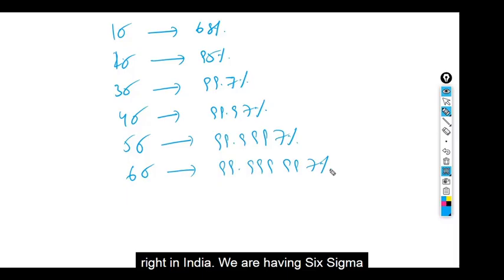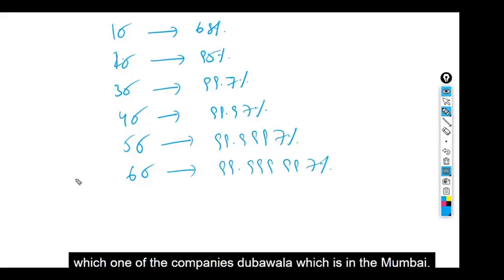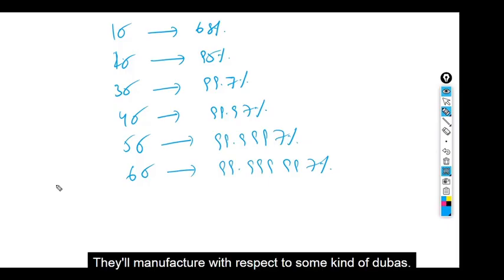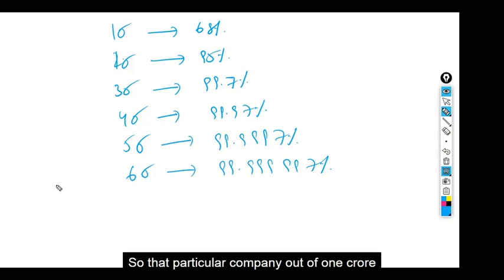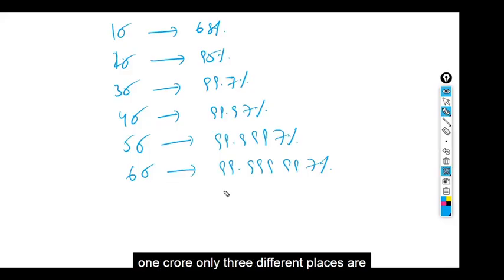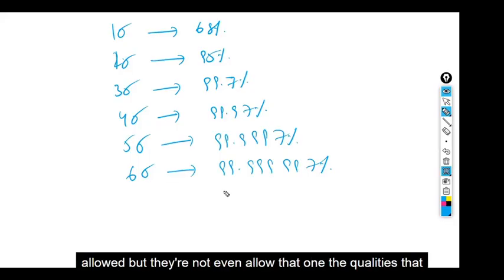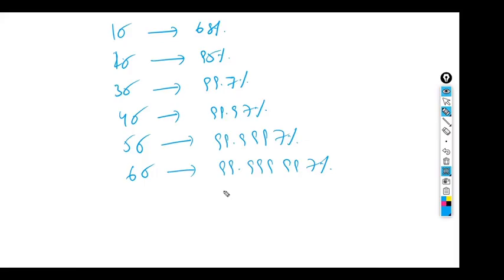In India, we have 6 sigma companies also. Some companies are there, one of which is the Dabbawala in Mumbai. They deal with tiffin dabbas. Out of 1 crore they manufacture and release into the market, only 3 defective pieces are allowed, but they don't even allow that. The quality is that high. They maintain perfect accuracy. That is a Six Sigma company, right?